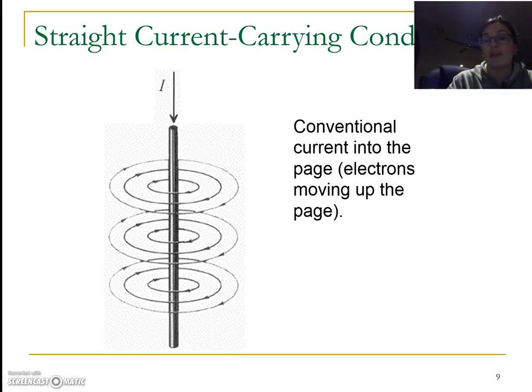And this is what it looks like if we do it around a wire. So here again we have I, which is our current going down the wire, and around the outside we've got our concentric circles that are wrapped around the wire. So conventional current would go down the wire, and if we're talking about the flow of electrons, electrons would actually be going up the wire.